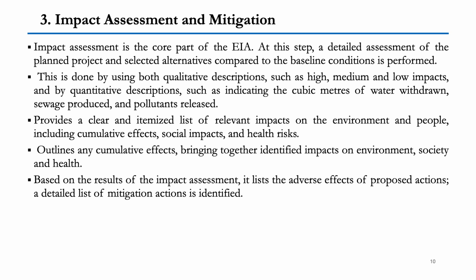Now, this step provides a clear and itemized list of relevant impacts on the environment and also the people, including the cumulative effect, social impact, and the health risk. It also outlines any cumulative effect, bringing together identified impacts on environment, society, and health. Based on the results of the impact assessment, it lists the adverse effects of proposed actions. A detailed list of mitigation actions is also identified.